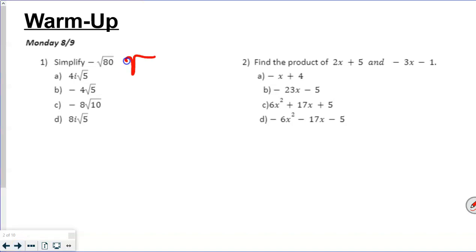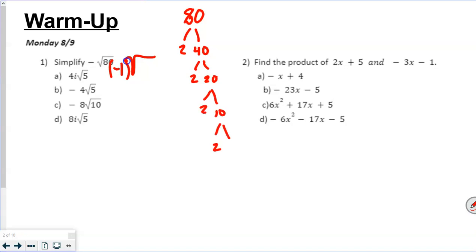So, again, the negative 1 is going to stay out here, right? There's a negative 1 out there. Let's go ahead and factor this 80, y'all. We've been doing this for those of you that need it, okay? So 2 and 40, right? 2 and 20, 2 and 10, 2 and 5, right? Now remember, we talked about these pairs, okay?